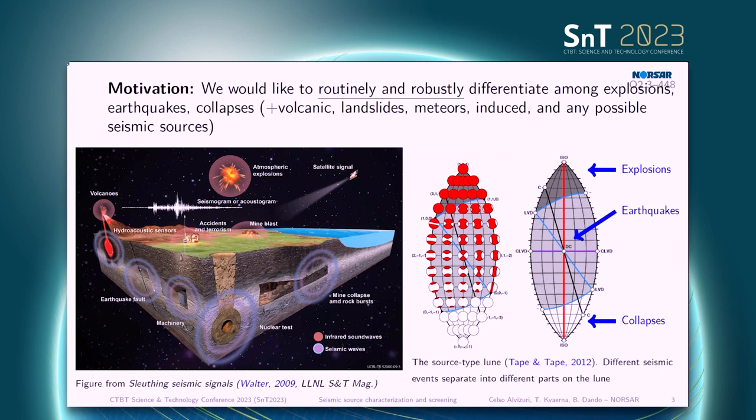Many of these events, not all, but many of them, can be analyzed in terms of the so-called moment tensors. And the moment tensors, in turn, can be organized on the so-called Lune diagram, that's this funny-looking diagram to the right of the screen. At the top of the diagram are usually explosion type mechanisms. Towards the center are earthquake type mechanisms, and towards the bottom are the collapse mechanisms. These are the events that I will be looking at.